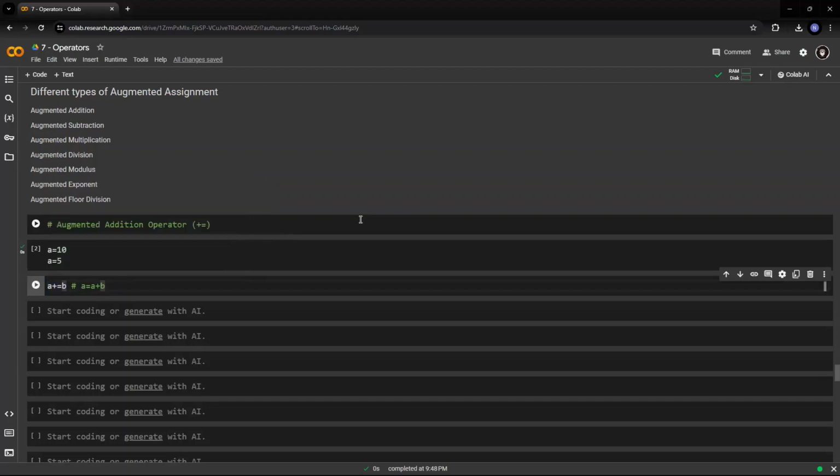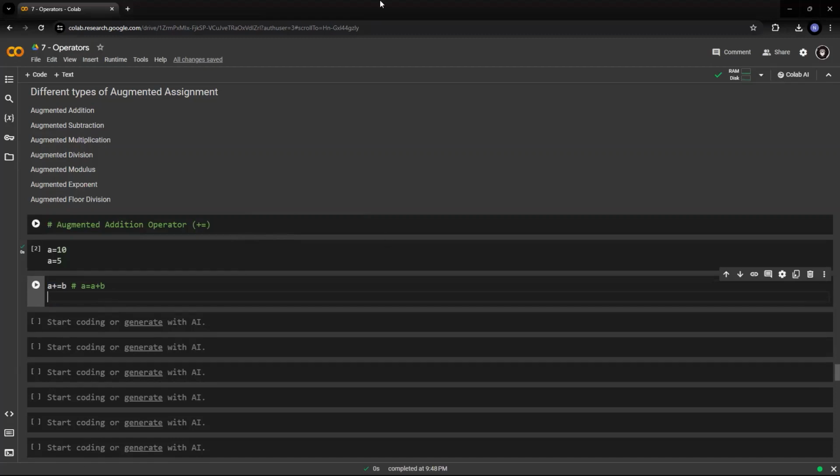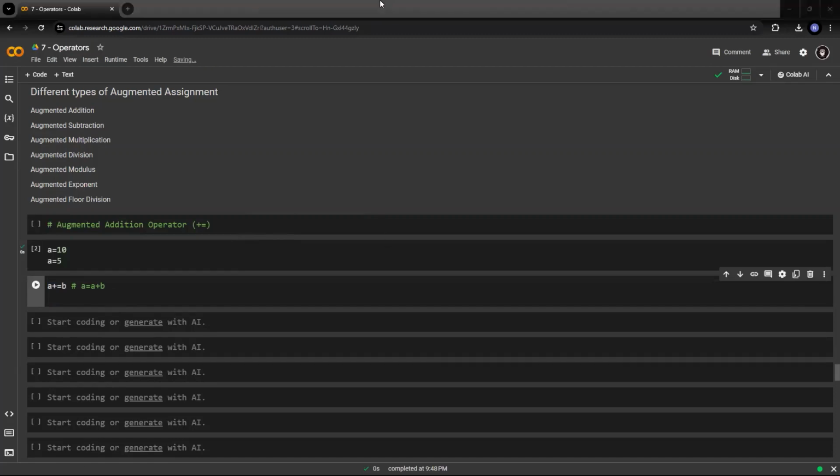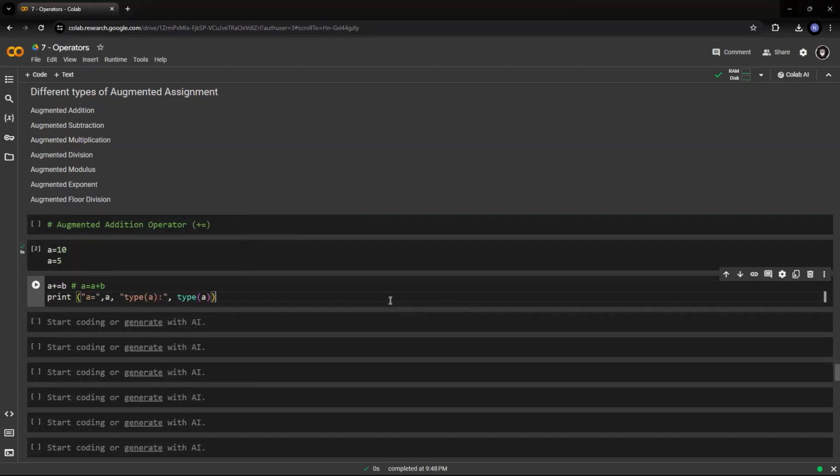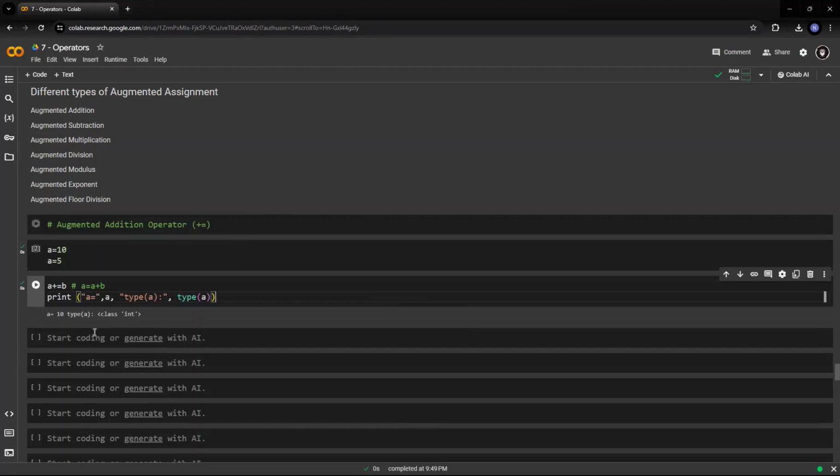Now, if I try to print the type of a, let's see what is the type of a. It is integer.